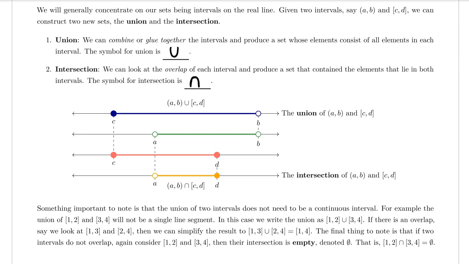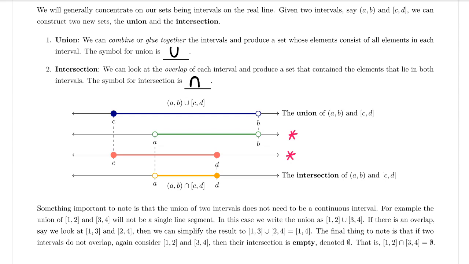Okay, so below we can see we have two intervals. Here's our open interval from A to B, and here is our closed interval from C to D. Now in the blue at the very top, we have the union of the two intervals. Basically, we're looking at every single number that is in either set and combining them, gluing them together to form this new union set. In the bottom, in the yellow, we're looking at the intersection, which is the overlap of the two sets.